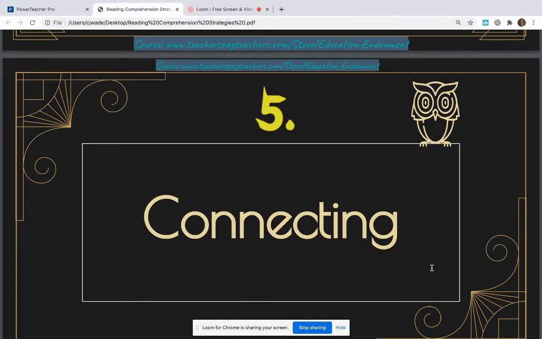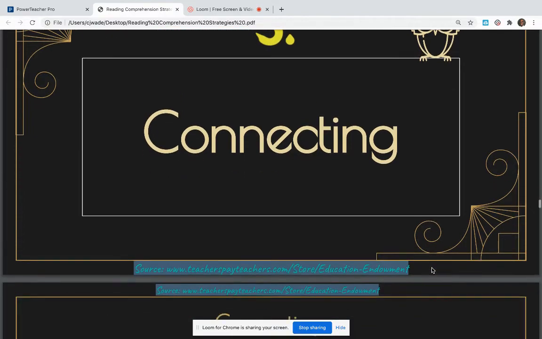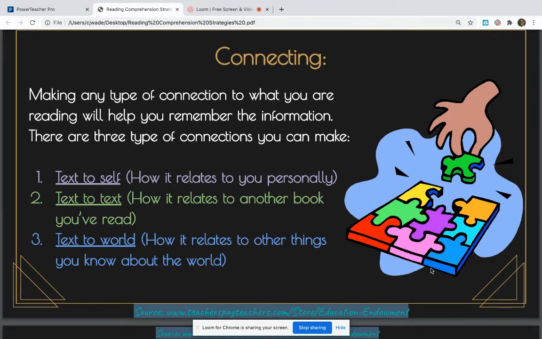The next strategy is connecting. This is where we bring the text into our perspective. We're going to throw our arms around the text and give it a big old hug, and bring it into our perspective. There are three types of connections. Text to self: how does it relate to me personally? How does it impact my world and the environment that I am currently in? So what is the personal connection?